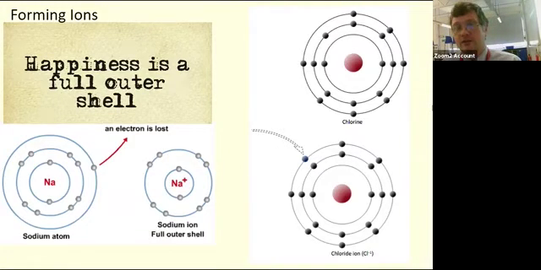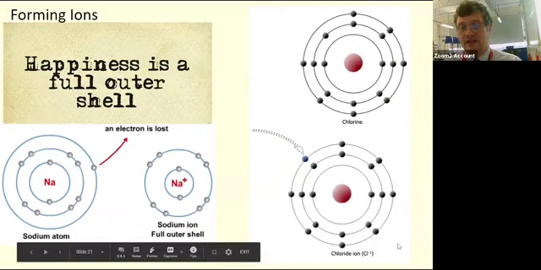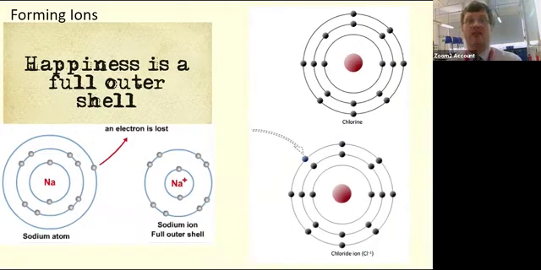Let's take the example of chlorine. Chlorine's got 3 shells, and this third shell isn't full yet. It's got 7 in it. So the easiest way for chlorine to get a full outer shell is to gain an electron. Now you can see here's an electron it's got from somewhere. Maybe it's the one that this sodium lost. But this has now gained an electron, and it's got a full outer shell. It has become stable. So that's what it's trying to do.